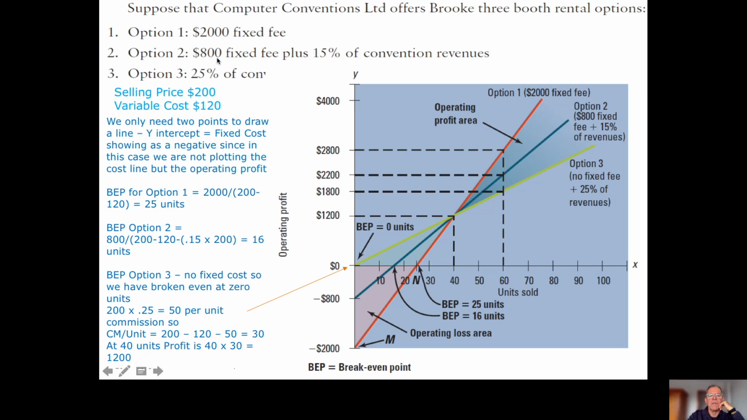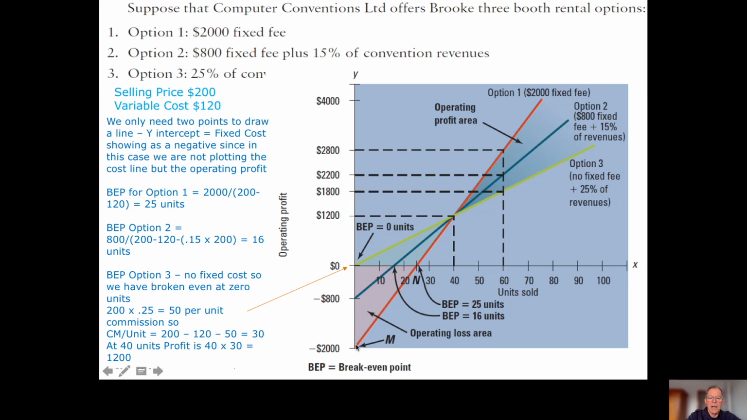And option 2 is a flat fee of $800, but they'll take 15% of your convention revenues. And finally, option 3, you could choose 25% of your revenue. So 3 different options to work out. If the selling price was $200 and the variable cost was $120, just remember, we only need 2 points to draw a line. So we're drawing the profit figure, not the revenue line, in which case, under option 1, if you've got a $2,000 fixed fee, your profit will be minus 2,000 with 0 levels of sales.